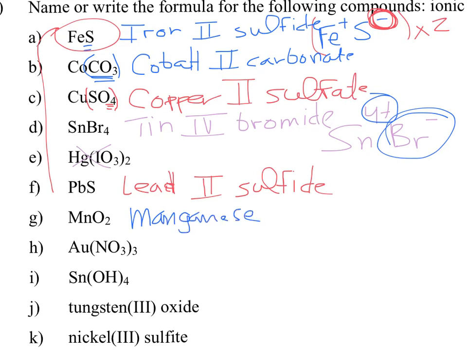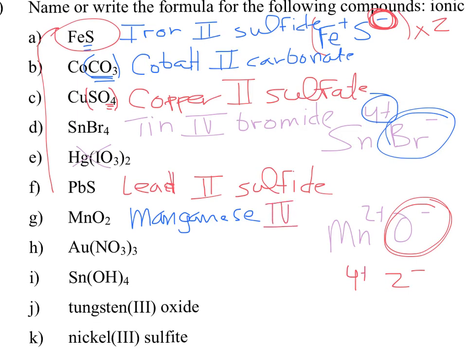Okay, the next one, manganese. Just like we've had other issues with. Okay, so notice what happens when we pull back. We get Mn2 plus, O1 minus. What's wrong with that? Oxygen is supposed to be a 2 minus, so that means I need a 4 plus for manganese. So it is manganese 4, oxygen's by itself, and so it is manganese 4 oxide.